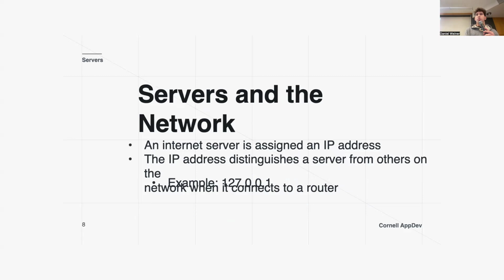So now a little bit more into servers and networks. An internet server is assigned an IP address. You can think of that as a phone number that identifies the server on the network. So the IP address distinguishes the server from others on the network when it connects to a router. An example would be 127.0.0.1. That's just a random example. And that's a special IP address that means this computer. And so when your computer connects to a router, the IP address is what makes it unique and findable on the network. So it's kind of like a special code.